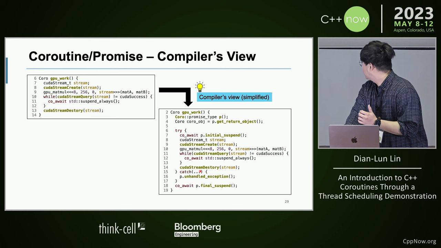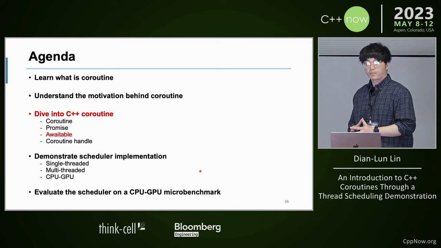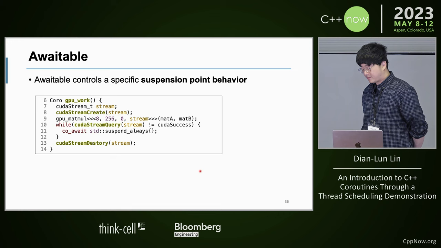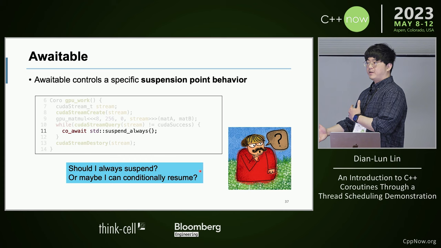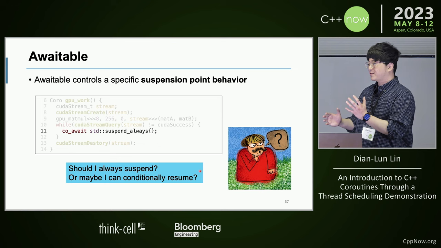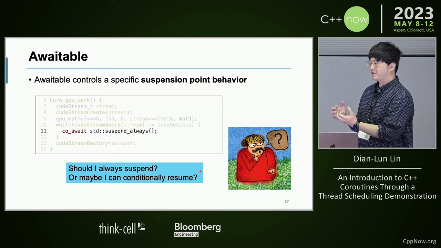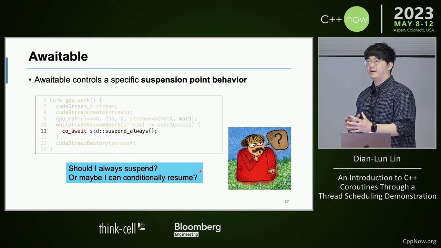Okay. So the next thing is awaitable. Awaitable controls a specific suspension point's behavior. So when you see this co_await, what does that mean? Should I always suspend? Or maybe, based on my applications, there must be some conditions we can use, and based on the conditions, we probably don't need to suspend the coroutine, and we can directly resume. In this case, I can reduce the overhead.